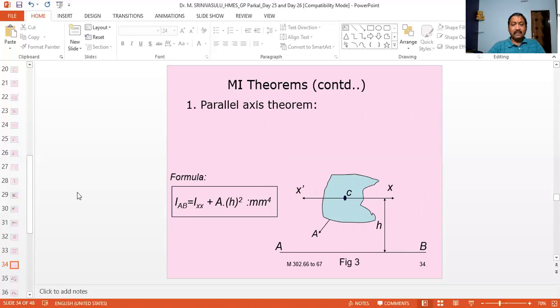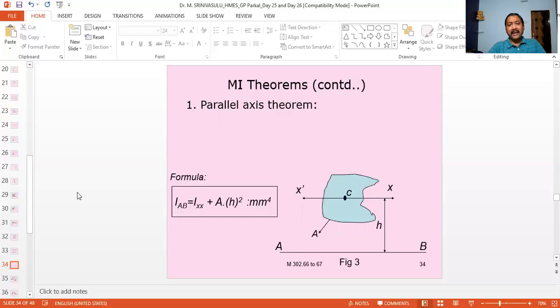Here I_AB means the moment of inertia of the given area about a line AB which is parallel to the XX. So I_AB is equal to I_XX, that is the moment of inertia of that area about the XX axis, plus area multiplied by the square of the distance between the two axes.